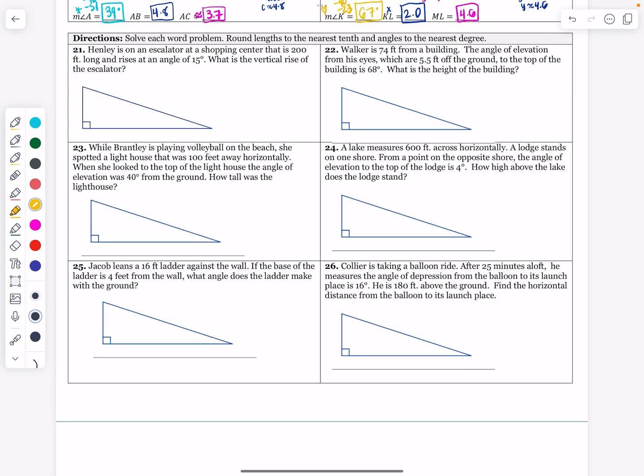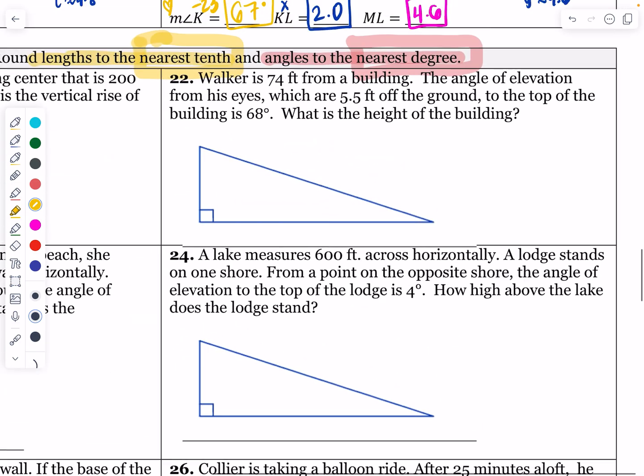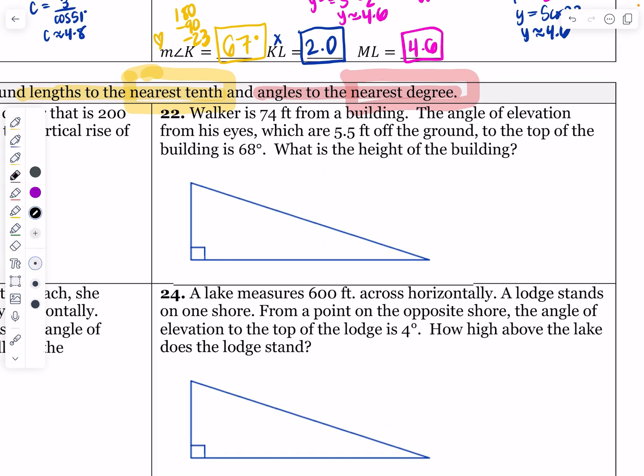Hello everyone and welcome to our last set of problems. These are our word problems. It wants us to round the side lengths again to the nearest tenth, but it wants us to round the angle measures to the nearest degree. So just a quick note, remember that to the nearest degree for those angles means to that nearest whole number, okay?